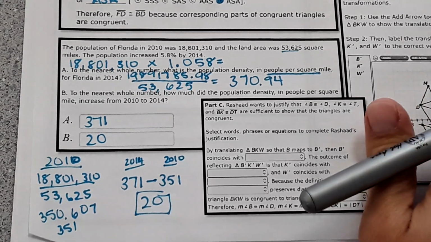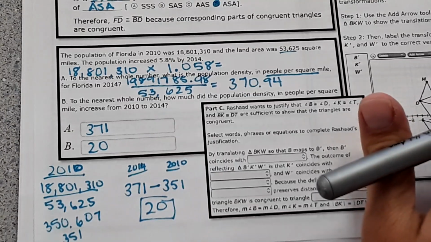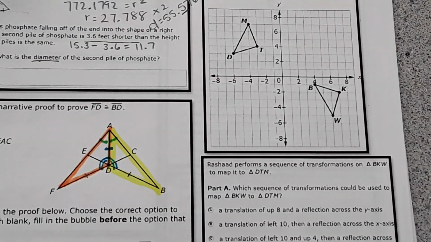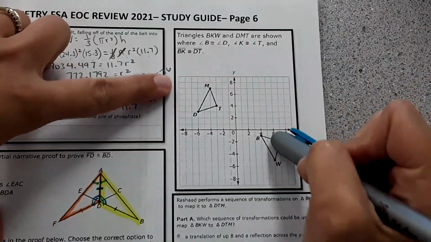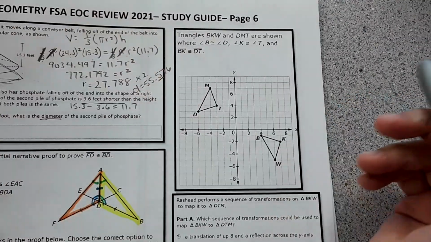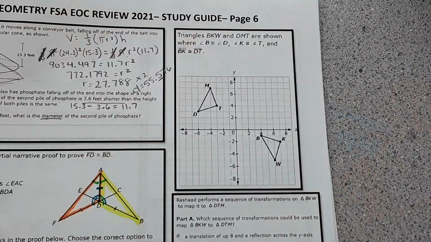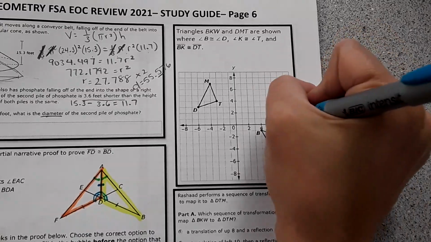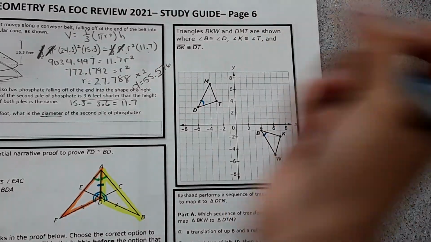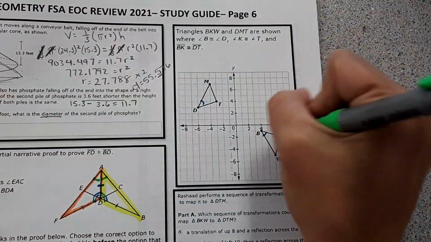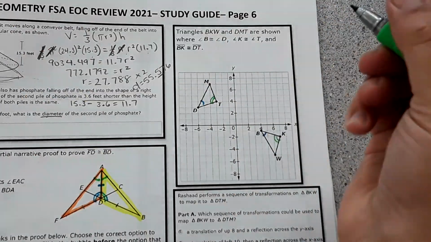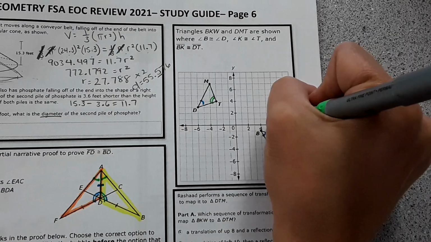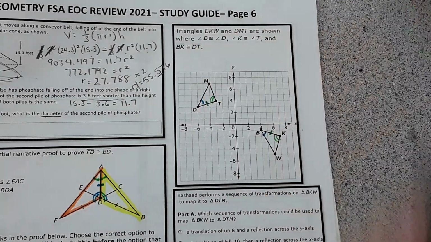Okay, and we're going up to the top of the next one here. So the rest is actually only one problem. It's just several parts. So here's the situation. It says that we have two triangles. It says that angle B is congruent to angle D, and K is congruent to angle T, and BK is equal to DT.